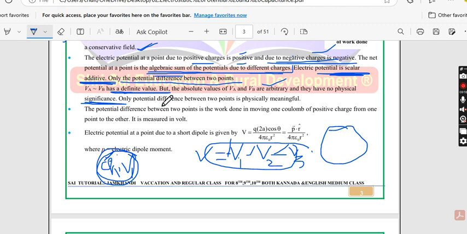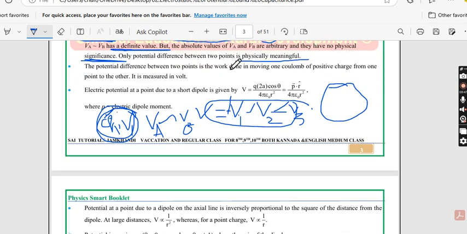Only the potential difference between the 2 points is physically meaningful. When will it be physically meaningful? Only when it is the potential difference. Suppose VA minus VB, then only it has some physical significance. This is another property.